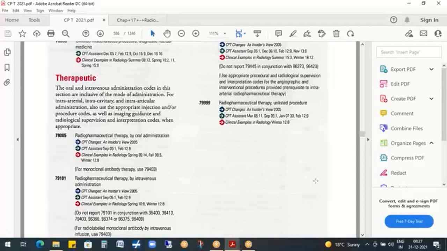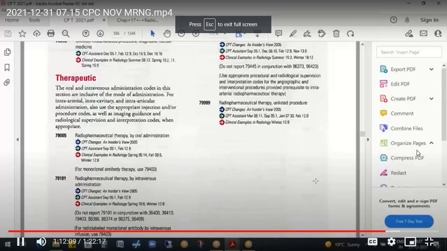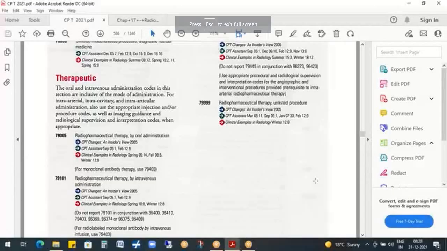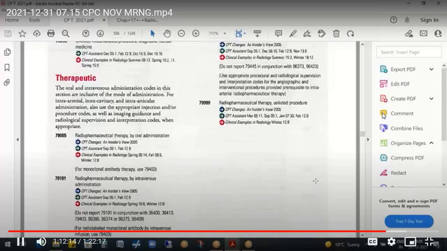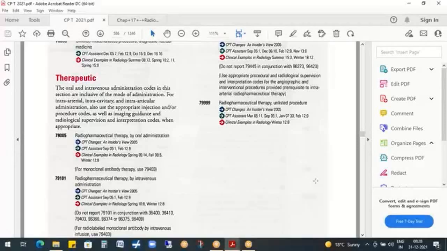Now listen to a scenario. For example, a physician prescribed a medication for you. That medication needs to be administered into your body through oral or intravenous. The drug is administered through oral. Can we code for physician work here? Oral administration, can we code separately? By reading that paragraph, is oral administration included or do we need to code separately?